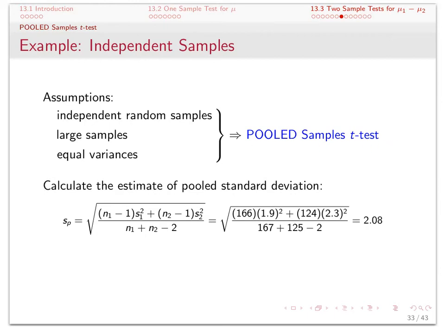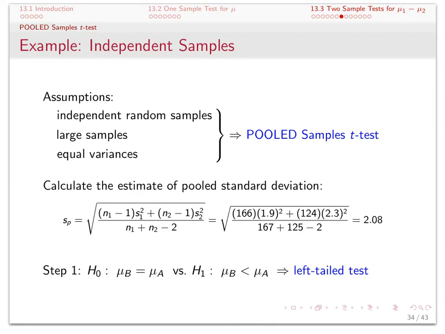So to get started, we'll calculate the estimate of the pooled standard deviation by making use of the formula that we had on a slide a couple slides ago. So we'll take 1 less than the sample size of the first population, multiply it by the sample variance for the first population, add to that 1 less than the sample size from the second population multiplied by the sample variance for the second population, divide by the number of degrees of freedom, and then take the square root, and we'll get our estimate of pooled standard deviation to be 2.08.